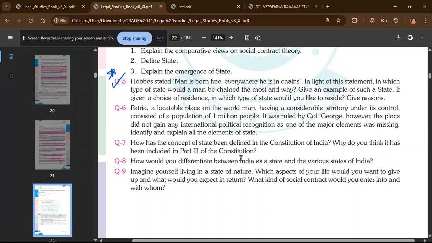Our question was, how would you differentiate between India as a state and various states of India? I've written this question. Let me tell you the answer. Basically, they're asking you about India as a state and the various states of India.